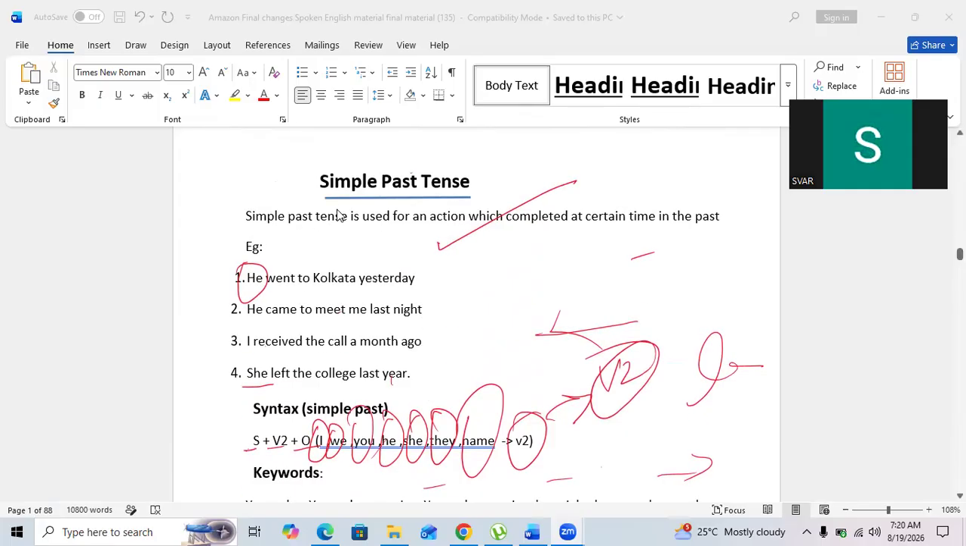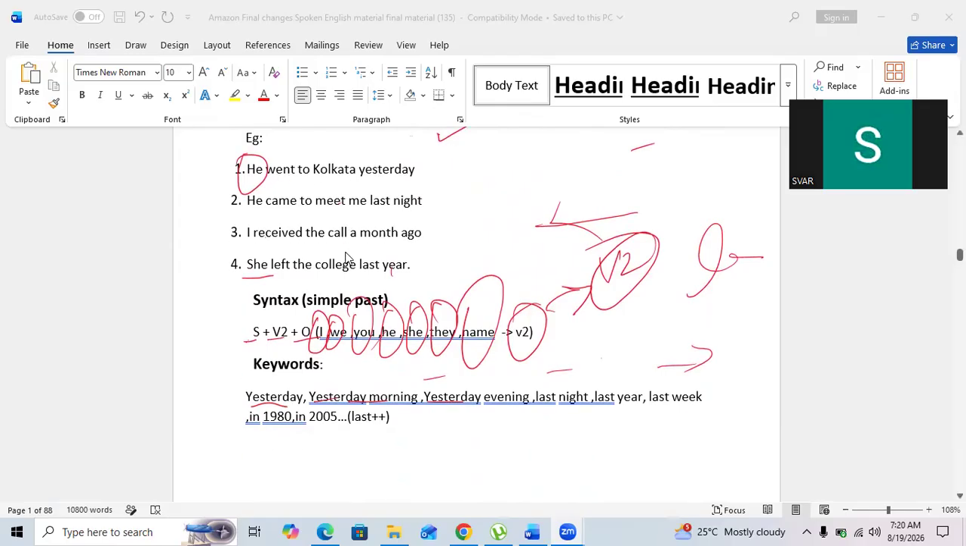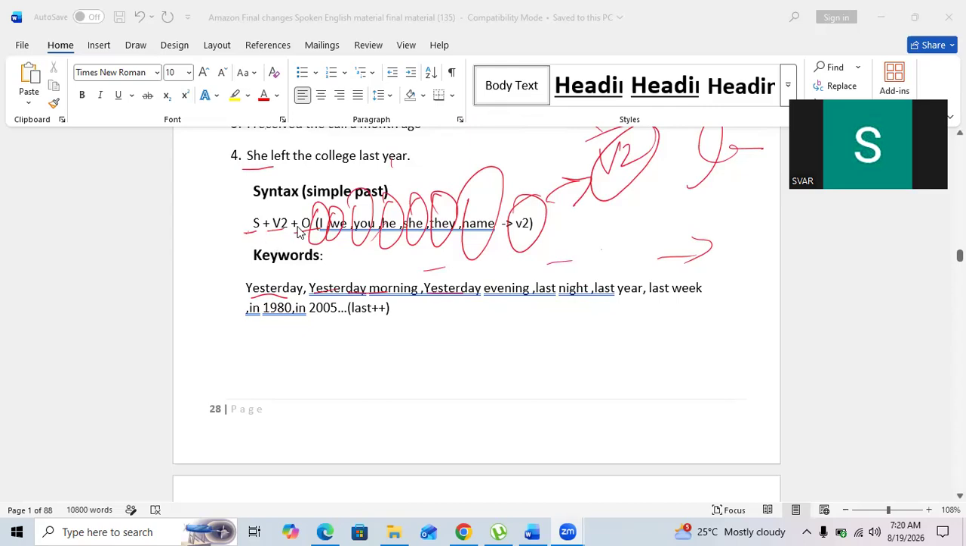As I told you, what is simple past? Simple past is used to tell about any action that was completed in the past. For example, he went to Kolkata. It means already completed. So, subject plus V2 plus object. In the same way, as you can see, this was the syntax that we have used.